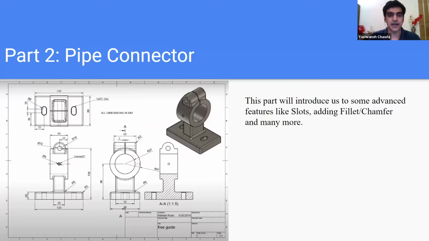Then after we are done with this part, we'll shift to another level, and we'll be making a slightly more complicated part, but not really that difficult, with some additional features. This is a pipe connector, which we will be CADing. This part will help us get familiarized with additional features like slots, adding fillets or chamfers, and many other things. So without any further ado, I'll just dive into it.